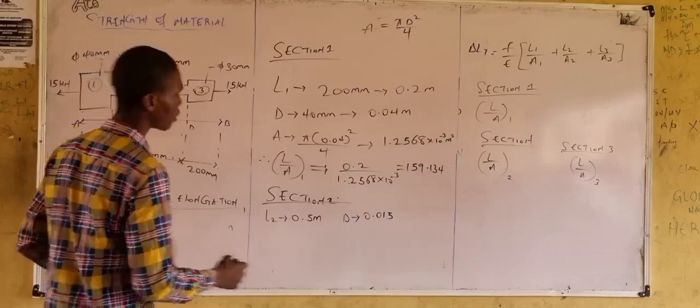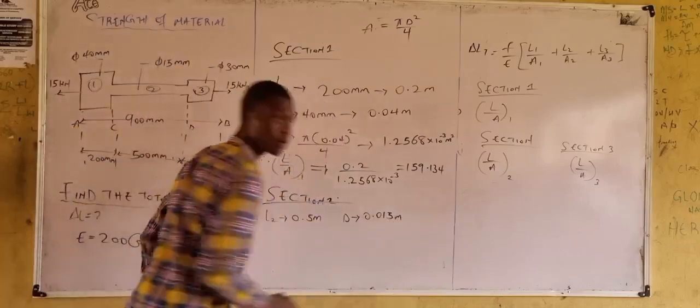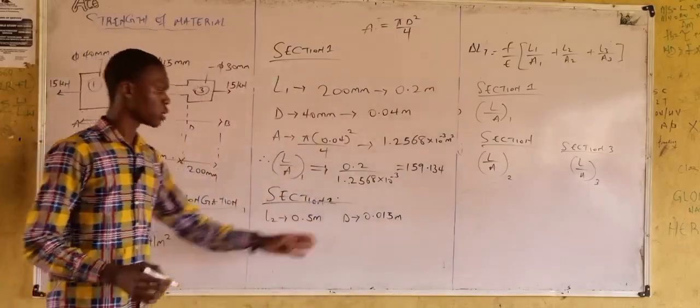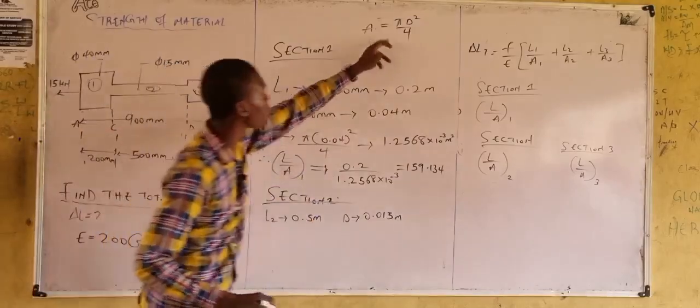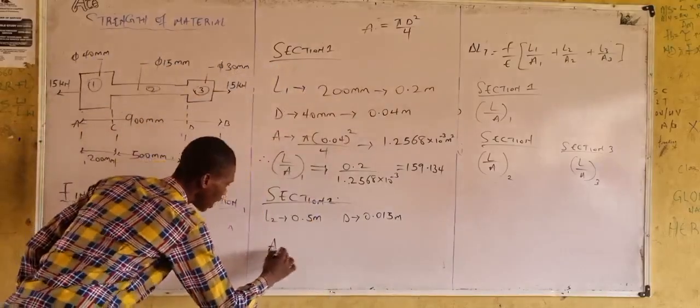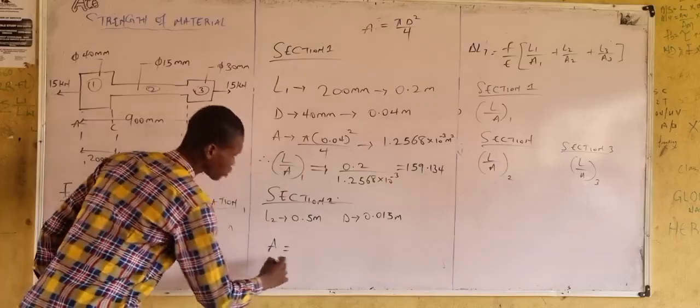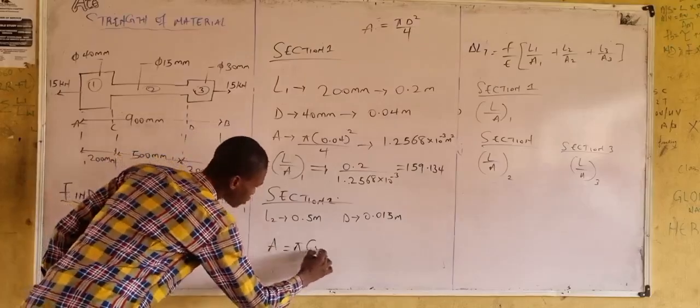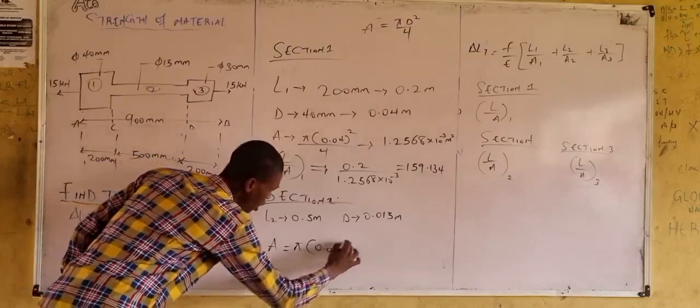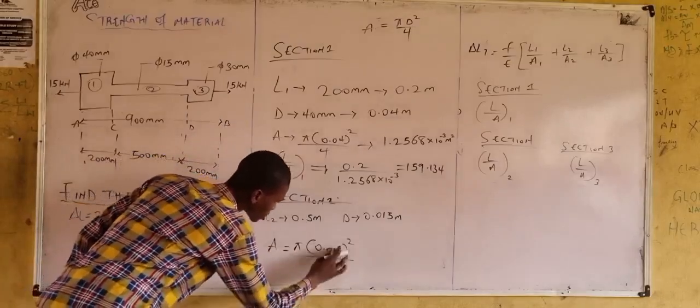0.015 meter, right? Yes, sir. Now let's get the area using this formula. We have that area at section 2 is equal to what? Pi open bracket 0.015 squared divided by 4.